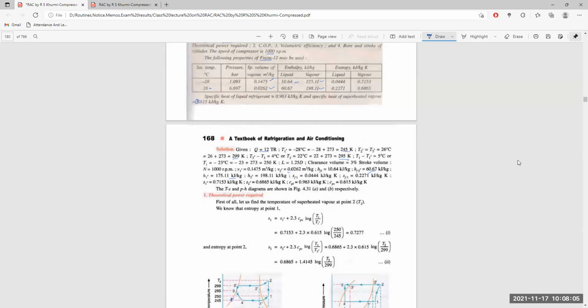And S1 dash, the entropy at low temperature in the vapor state, is 0.7753 here, and S2 dash is the entropy in the vapor state at this point at high temperature. This is all given here. CPL, the specific heat at liquid state, is given, and the specific heat at vapor state is also given here. So we know S1 dash here.